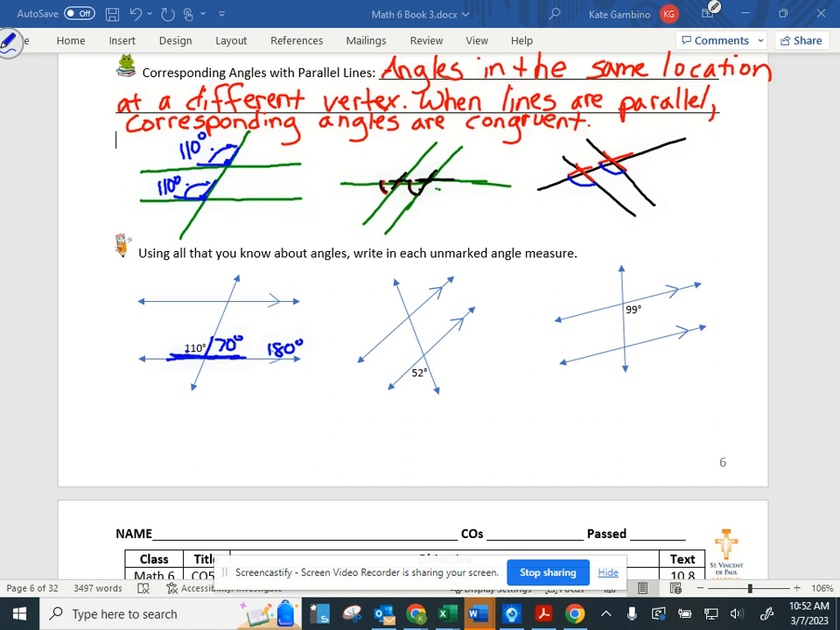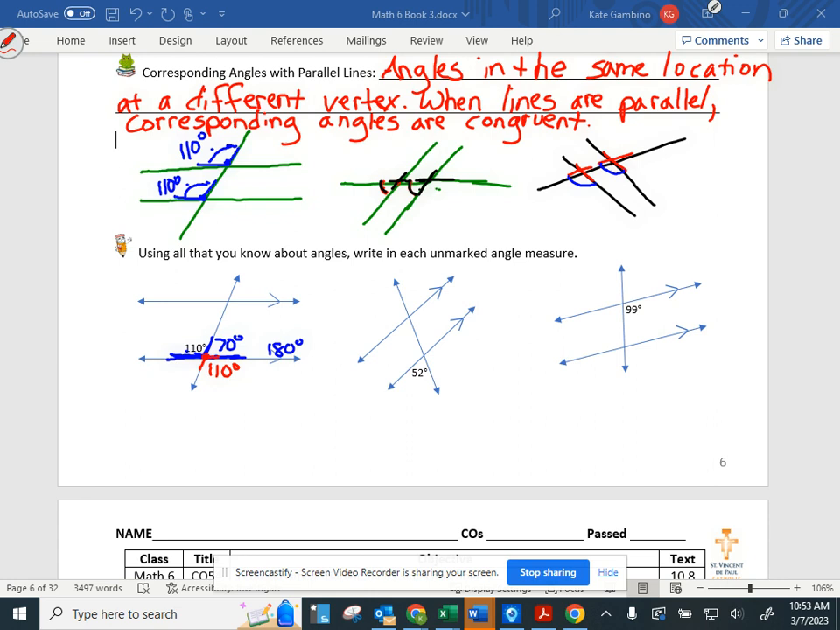Now think about our vertical angles that we learned on the top. If this is 110 degrees, it shares a vertex with the one opposite of it. What is our opposite angle going to be? Think about our vertical angles at the top of the page. If this one's 110 degrees, what is this angle measurement going to be? 110 degrees. They are congruent because they share that vertex and they are opposite of each other.